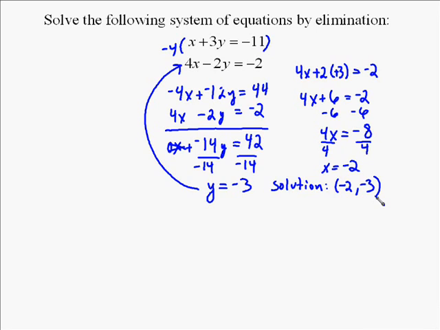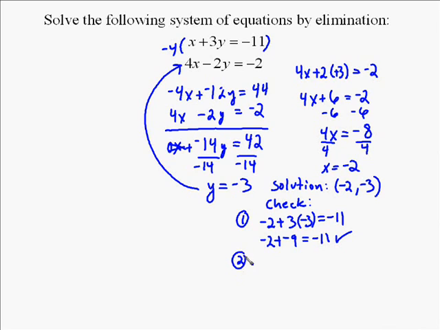Then, as usual, we will go back and check to see if our solution is correct. So we're going to put -2 in for x and -3 in for y. The first one will be -2 plus 3 times -3, and we have to see if that equals -11. -2 plus -9 does equal -11.